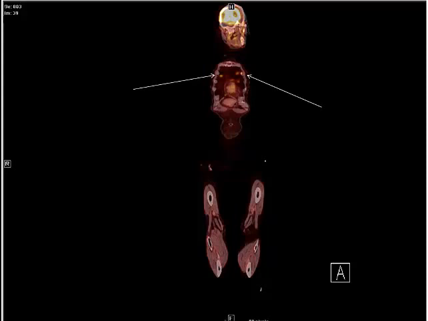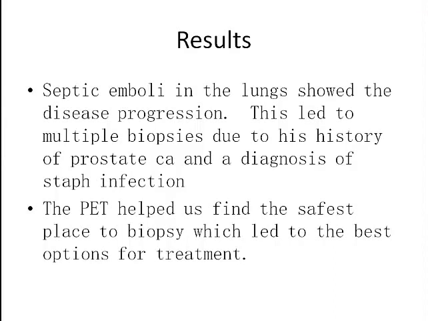Now, the way that we do this allows you to biopsy the hottest nodule. That's the most likely place to get the best information, and that's with cancer, infection, or really anything. So septic emboli in the lungs showed disease progression. This led to multiple biopsies due to his history of prostate cancer and the diagnosis of a staph infection. The PET helped to find the safest place to biopsy, which led to the best options for treatment.